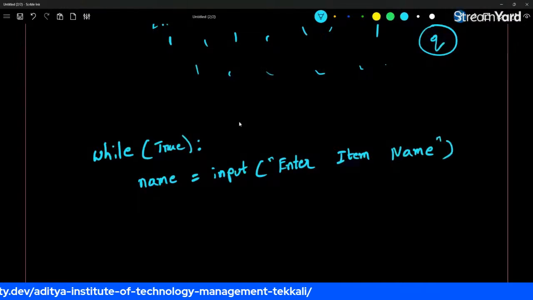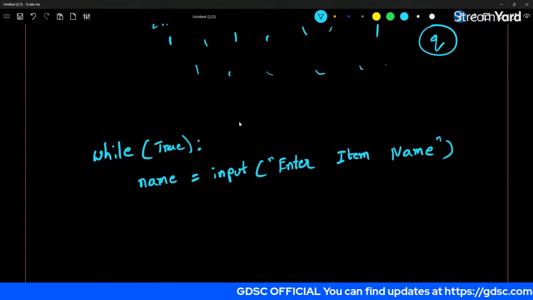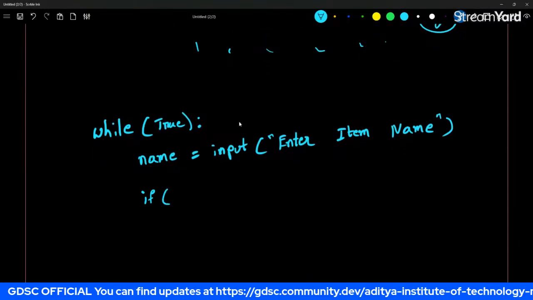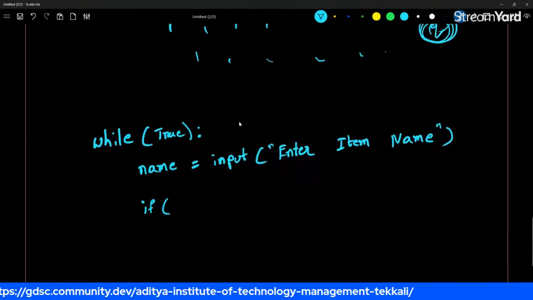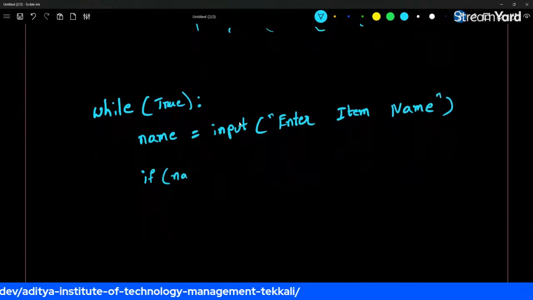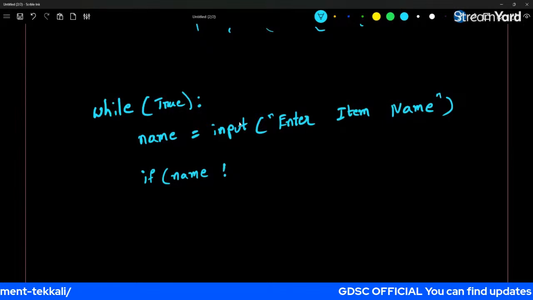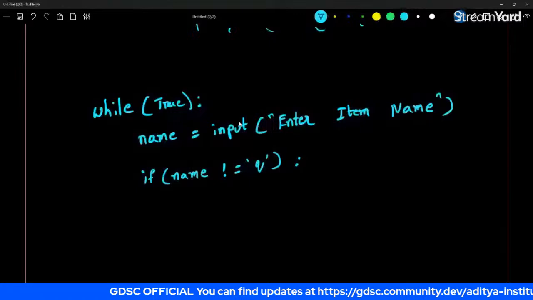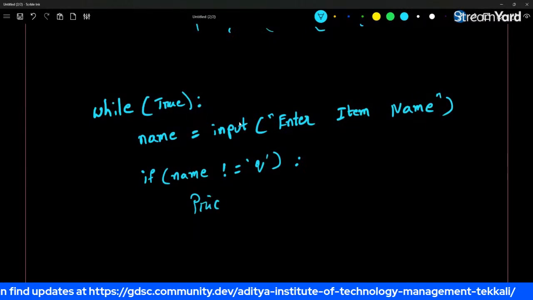Okay. So here, what will happen is, from the user I'm taking the name of the item. Next, what I will check is, I'm considering this while loop, and here I'm considering this q case. So what I will write is, if the name has some value, so I'm checking that name. If the name is not equal to Q, then only I'm considering to take the price.